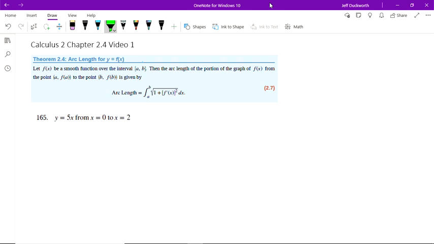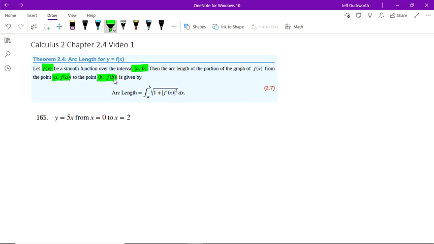The arc length for y is some function of x. All right, so we're going to let f of x be a smooth function over this closed interval a to b. Then our arc length is going to be the portion of the graph of f of x from the points where you plug in a and you get f of a, and to the point b, f of b. There's just two different points. But the arc length is given by this formula below.